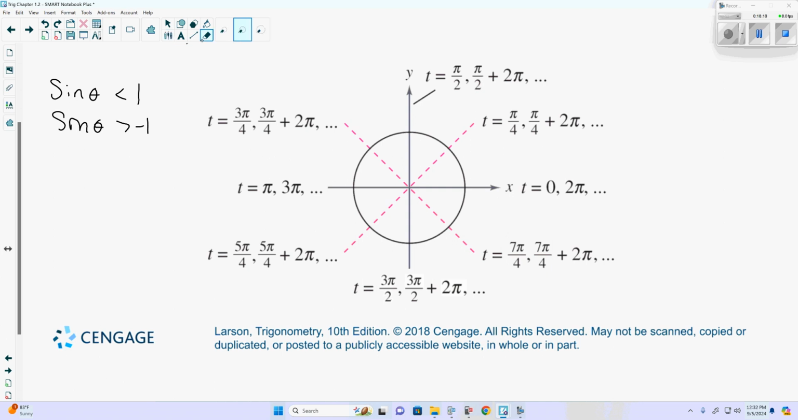Yeah, so really this is just one statement. And negative 1 is less than cosine of theta is less than 1. They're always going to be trapped between those two spots.